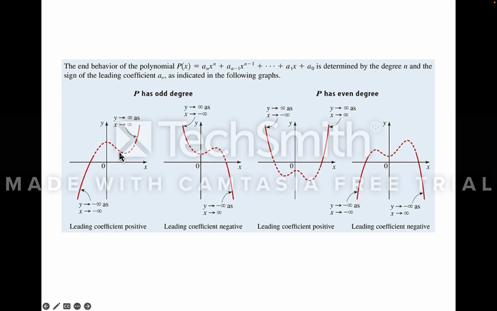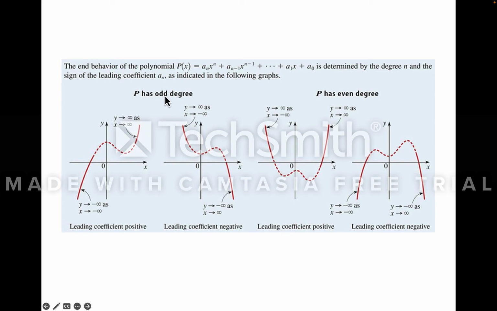And so we have basically 4 cases whenever we have polynomials. If the polynomial has an odd degree, if it's a linear function, if it's a cubic function where you have 3 as the degree, if we had something with x to the fifth, all of those would have odd degrees. Even degrees are things like x squared, x to the fourth, x to the sixth, and so on.